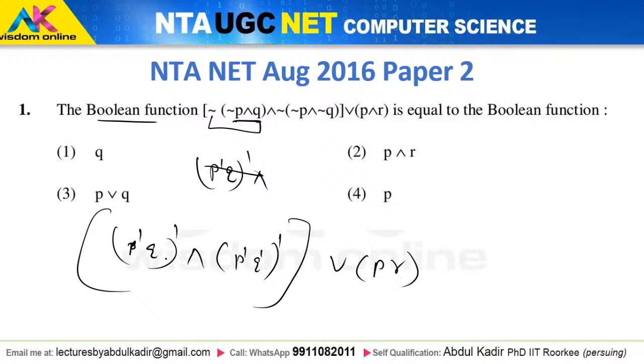Okay, so now here you can apply the De Morgan formula, or you can just eliminate the options. Let's assume q is true. Then what will happen? If q is true, then this will become false and this complete thing will become true. So this is not the answer anyway.